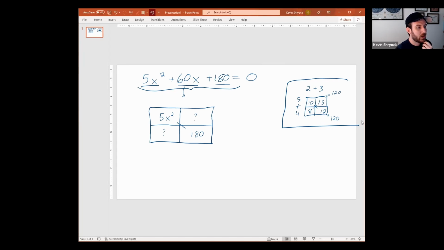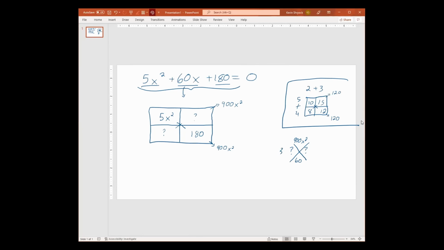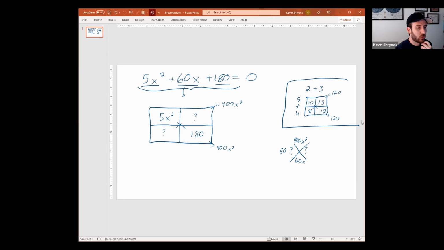Tell me, what's the diagonal pattern here? What's 5x squared times 180? Is it 900 x squared? 900 x squared? Good. So what does that mean I have to get when I multiply along the other diagonal? 900 x squared. So I'm looking for 2 numbers that multiply to create 900x squared and that use up my full 60. So wouldn't that be 30 and 30? 30 and 30. I like that. Well, I use my full 60x, so 30x's and 30x's, right? Mm-hmm. Okay, good. I like that.